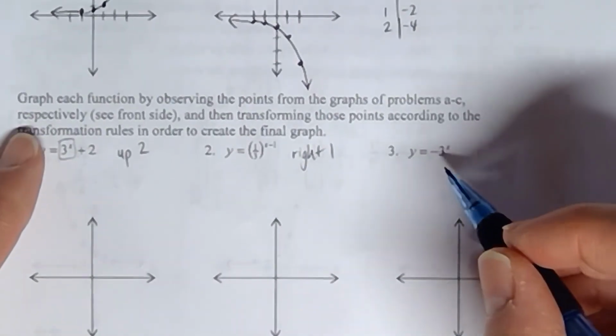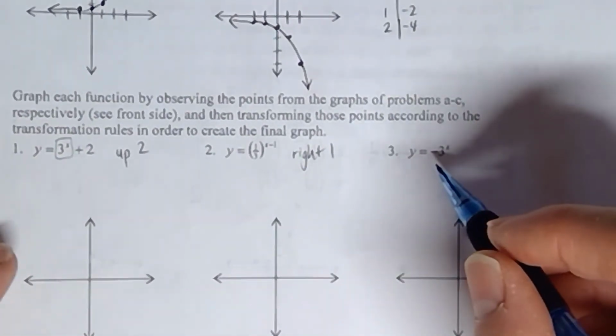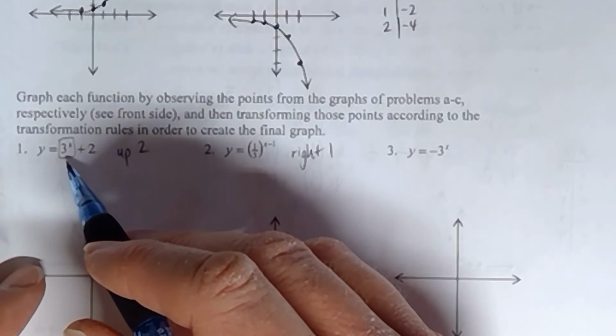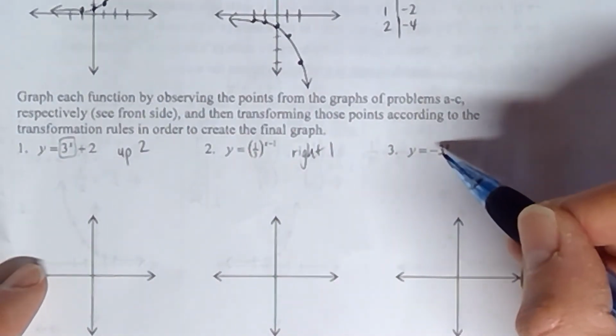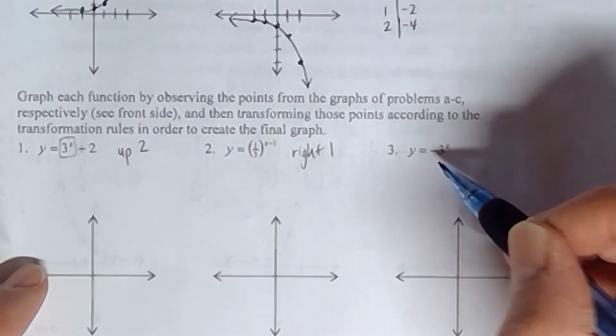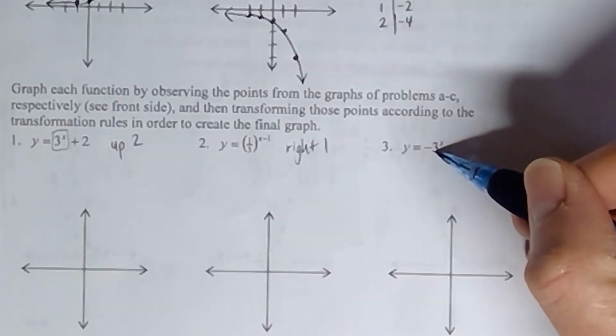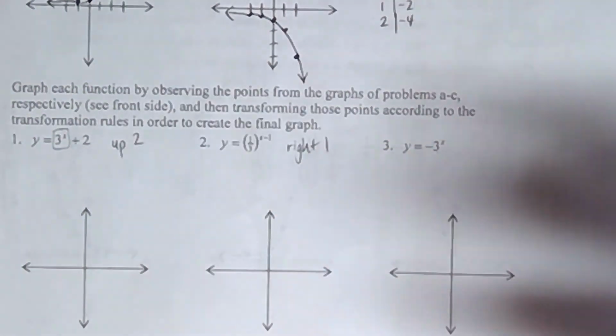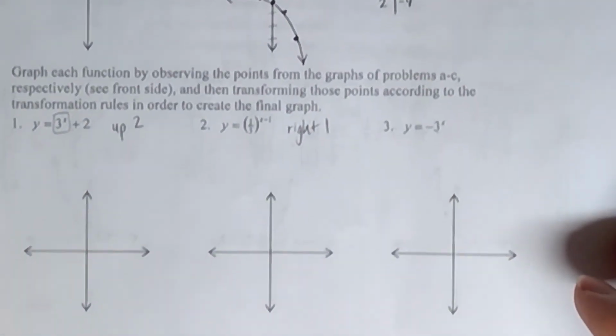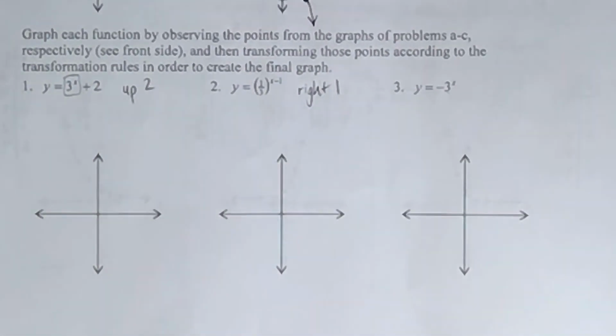And then finally here, this is the one where you take, again, the 3 to the x problem from the front, and because it says 3 to the x with the minus in front of it, you take that 3 to the x problem and you multiply the y's by -1, and it's going to make it flip over. So please try that right now. When you're done doing that, we'll take a look at the answers, and then you can hit the play button and you can see that.